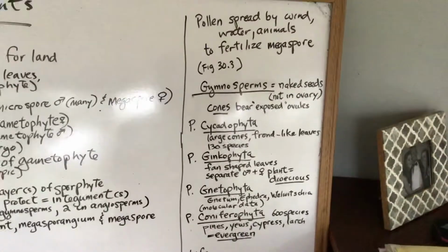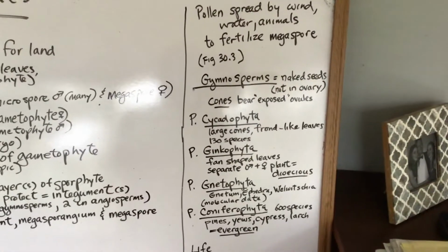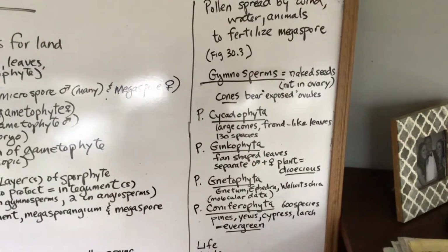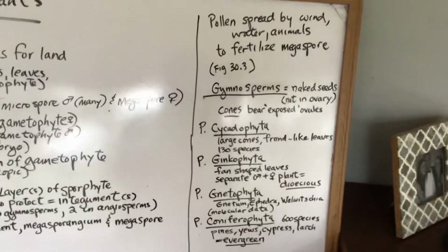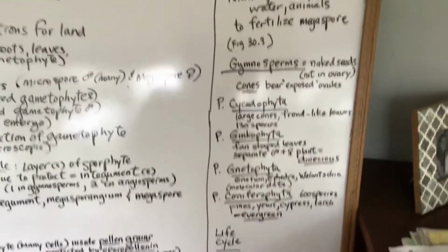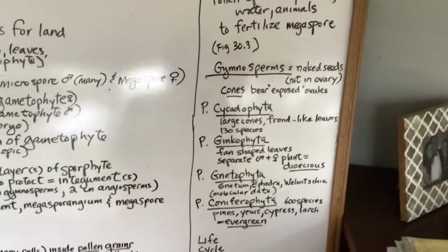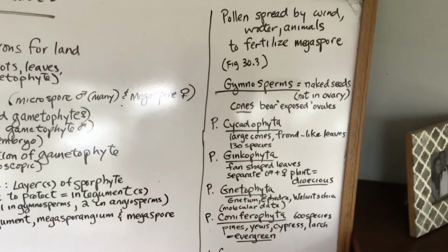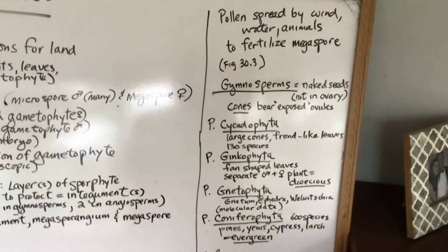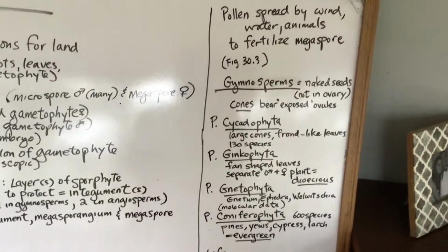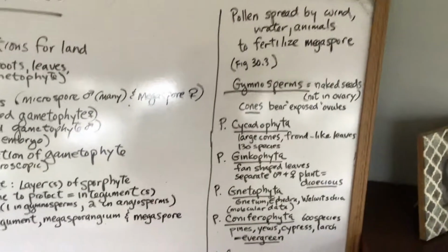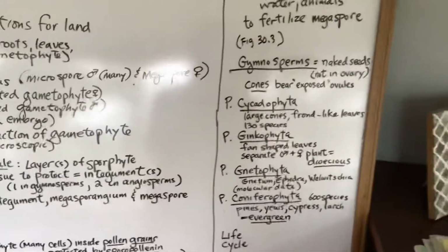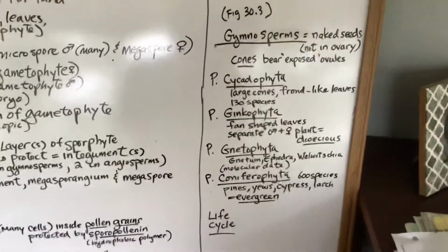Gymnosperms, the term means naked seeds. That means that it is not in an ovary. So an ovary, you're going to see, is going to become a fruit of flowering plants. In this case, there is no ovary that is surrounding the seed. And these bear cones, also called strobili, and all of these groups do that in various ways.